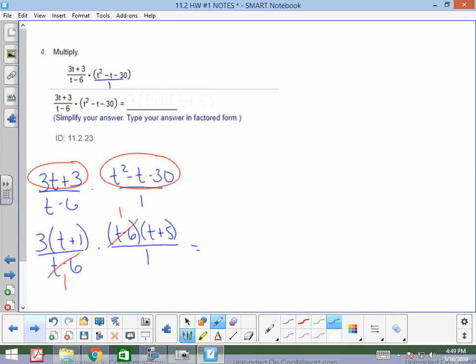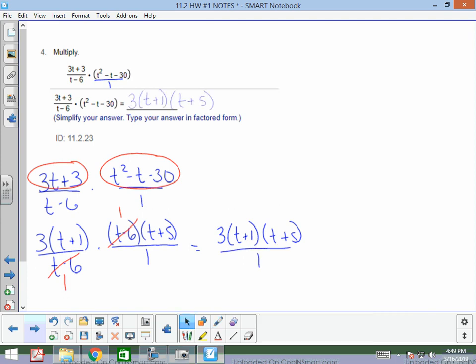So when I multiply 3 times t plus 1 times 1 times t plus 5, I get 3 times t plus 1 times t plus 5 over 1, which is just going to look like 3 parentheses t plus 1, parentheses t plus 5. Okay, don't put it over 1, because remember, they want you to simplify your answer. All right, we don't have to state any excluded values on that one.